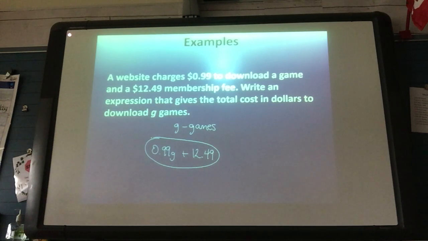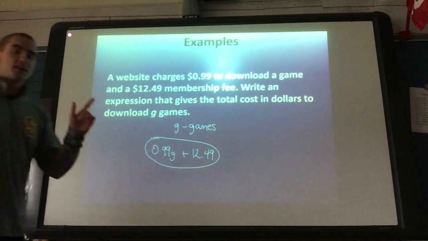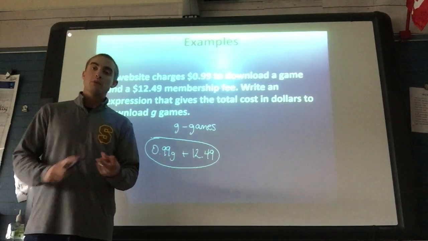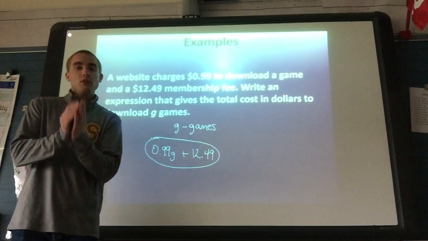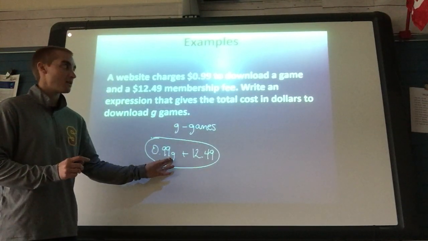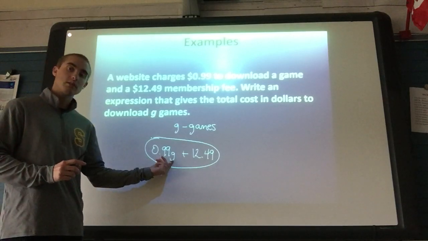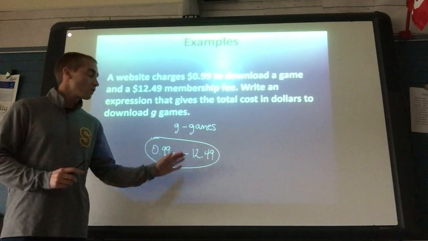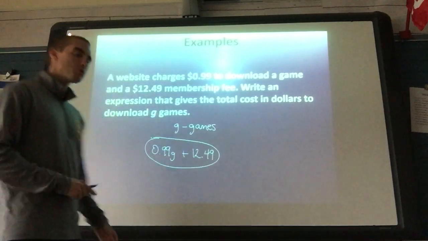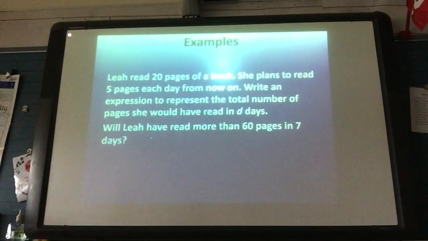Okay, so your 3 steps. Number 1, define the variable. Tell me what the variable is and what it represents. Number 2, put the number that goes with the variable. So attach that. We said 99 cents went with games, so that's why it looks like this. Step 3, we're going to add or subtract anything else to that expression. So what I want you all to do for this next one is pause the video and answer both of those questions on your own. Write the expression and then answer that second one.